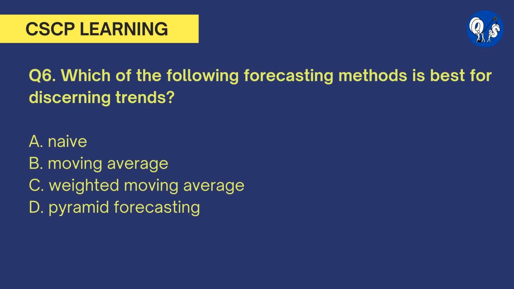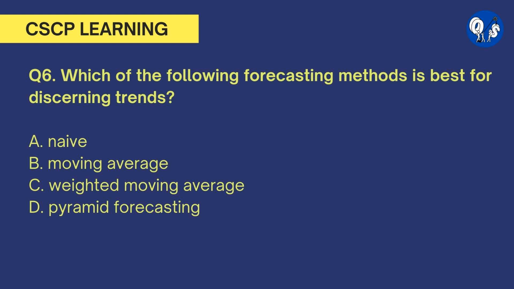Question number 6. Which of the following forecasting methods is best for discerning trends? A. Naive, B. Moving average, C. Weighted moving average, D. Pyramid forecasting. The correct answer is C.